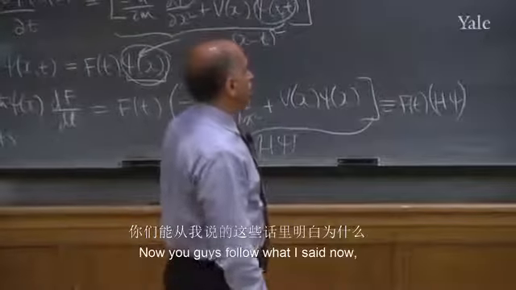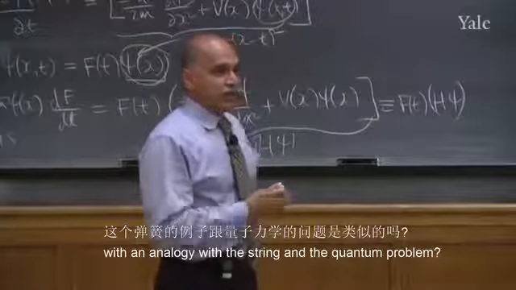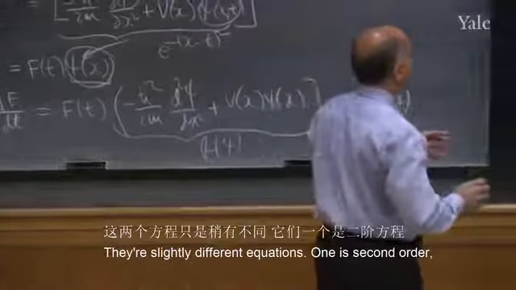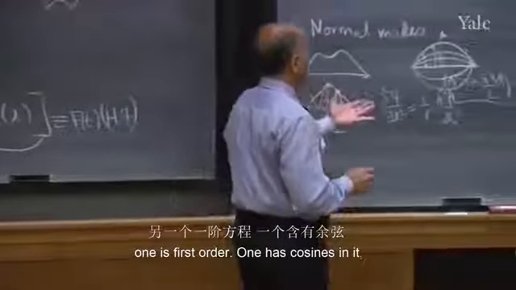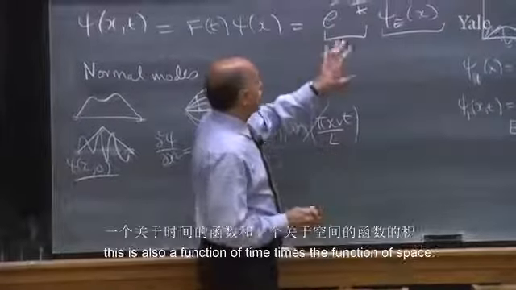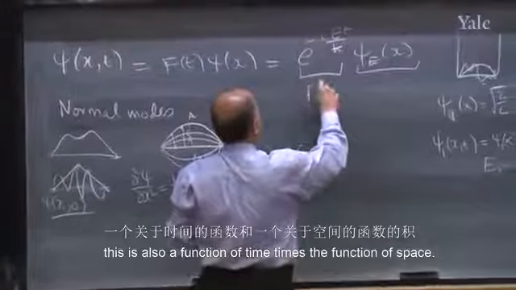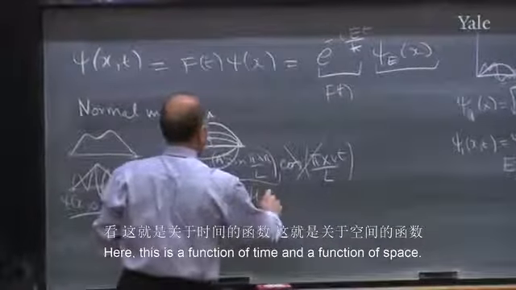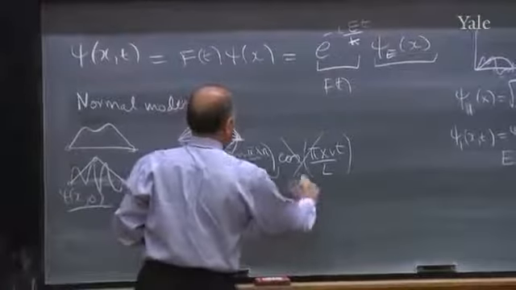Now, you guys follow what I said in analogy with the string and the quantum problem? They're slightly different equations. One is second order, one is first order. One has cosines in it, one has exponentials in it. But the common property is this is also a function of time times a function of space. Here, this is a function of time and a function of space.